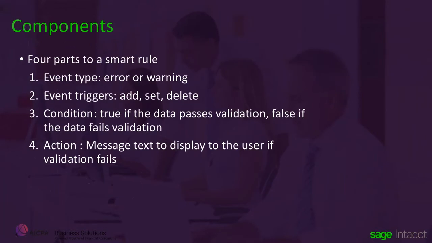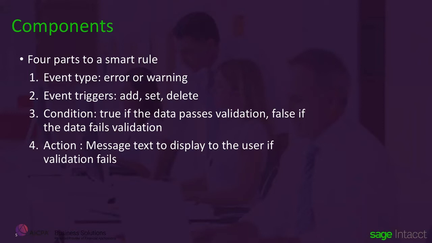So there's four components to every smart rule. You want an event type. Is this going to be an error or a warning? An error is going to be something more severe. You can kind of guess these things. An error is going to stop you from proceeding. A warning is going to be less severe and would allow you to continue with the record.